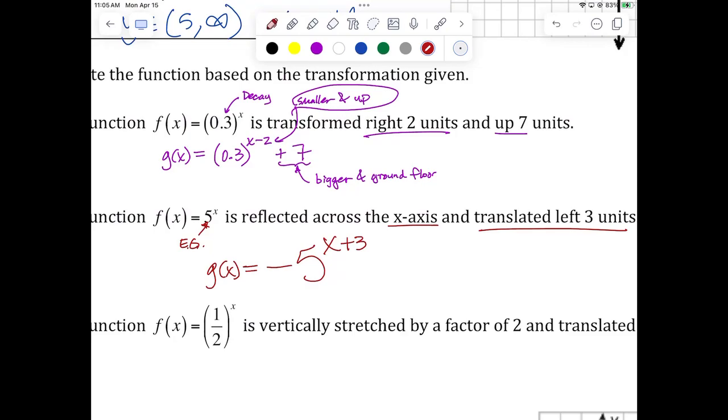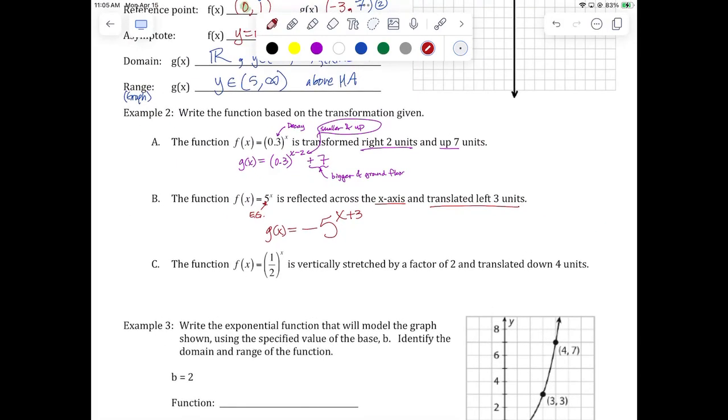Can anyone figure out the range of this function? Close. Not 0 to negative infinity, but least to greatest, negative infinity to 0. Yeah, negative infinity to 0. Everything less than 0. Sweet. Letter C.